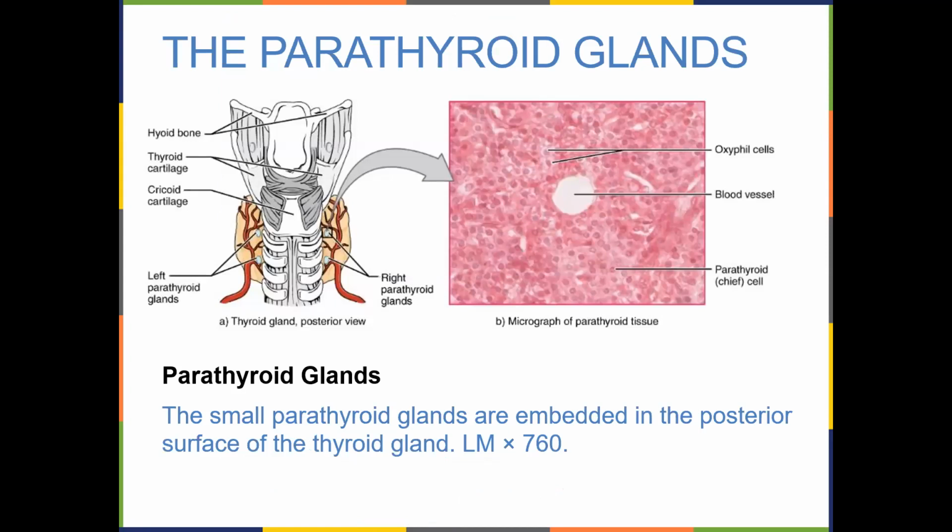The parathyroid glands sit on the posterior surface of the thyroid gland, usually two on each lobe. There are usually four glands altogether, and each one is about the size and shape of a raisin. And they're going to secrete parathyroid hormone.